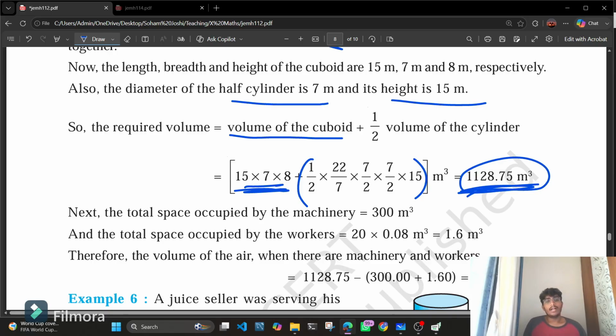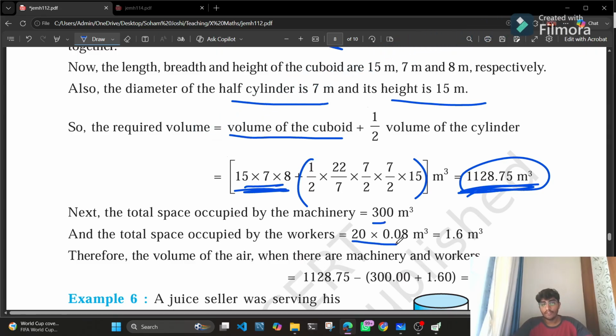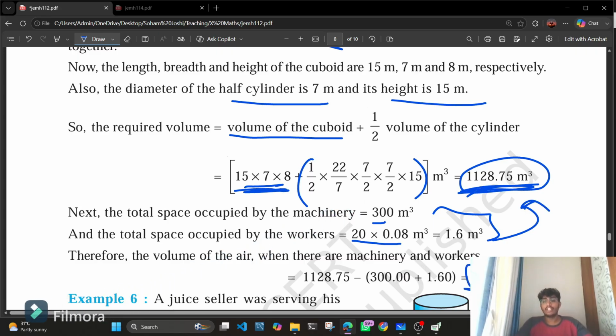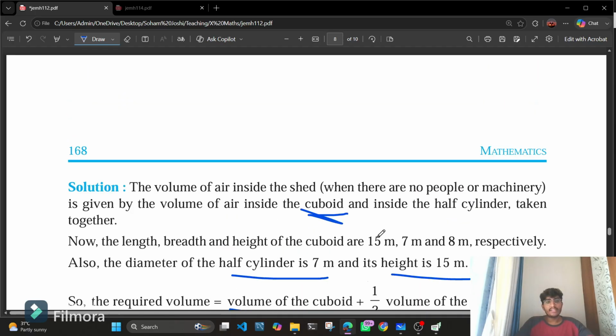So therefore, the volume of air that the shed can hold is equal to 1128.75 meter cube. Now, the second part of the question was, if we have some machinery of volume this much, and some workers of individual volume of 0.08 meter cube, and there are 20 workers, how much volume is left for the air, or we need to find the remaining volume of the air. So we just need to add both of these volumes and subtract it from this total volume. So that comes up approximately 827.15 meter cube. I hope this is also clear.